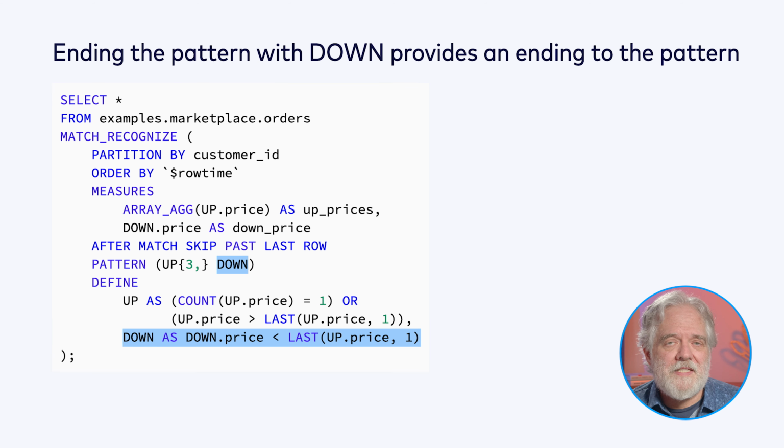One way to fix this is to allow the pattern to match 3 or more orders with increasing prices, but followed by an order where the price then goes down. Here, down is defined as an order whose price is less than the price of the last order in the group of orders matching the up condition.